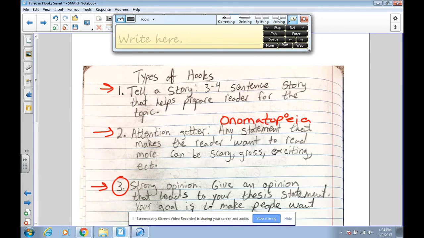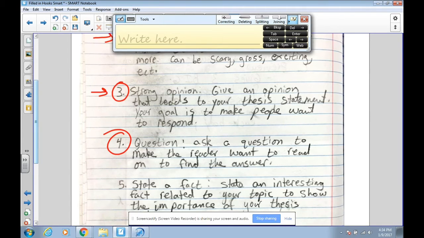Next type of hook sentence is ask a question. This is the most commonly used hook sentence. And the reason is because it's easy. And our goal is to ask a question to make our readers want to continue reading the paper to find the answer. Now, I will caution you on using this too often because this can become ineffective. It's one of the more boring hook sentences, and remember our goal for hook sentences is to be creative and to really get our readers' attention.